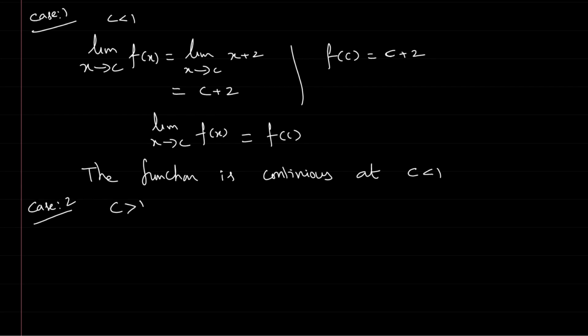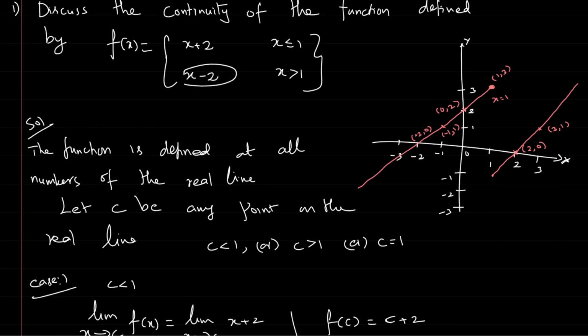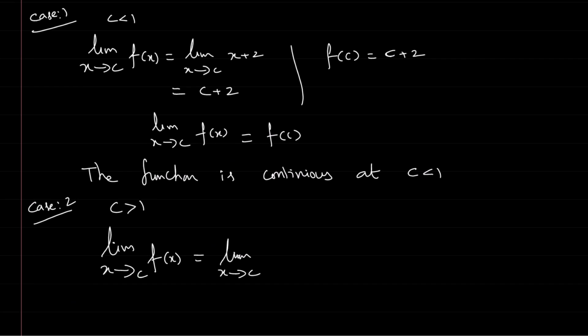What about for C greater than 1? So limit x tends to C, f of x for C greater than 1, the function will take the value x minus 2. Therefore, here the function will take the value x minus 2. When you replace x by C, you will get C minus 2. Now what about f of C? Since C is greater than 1, the function will take C minus 2.